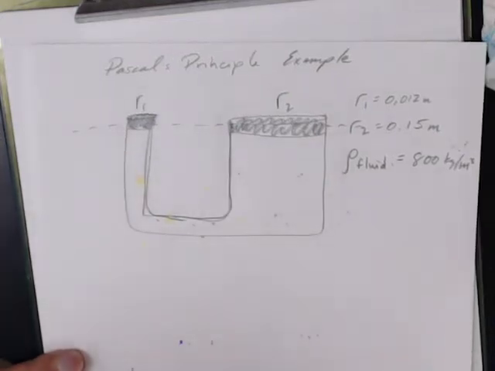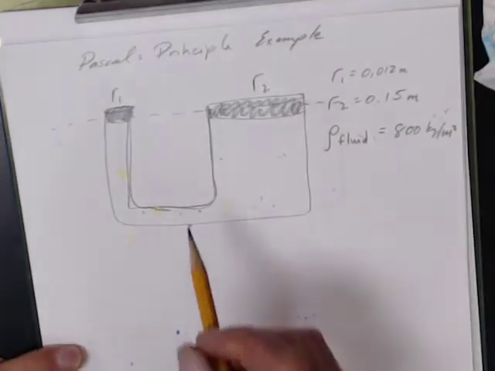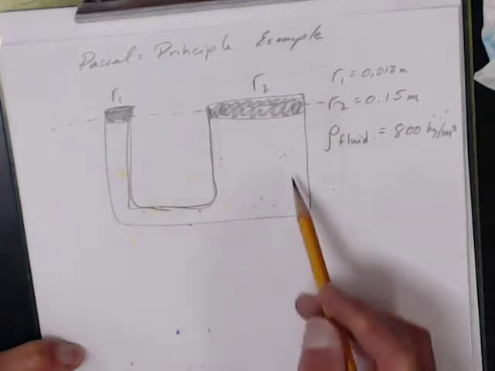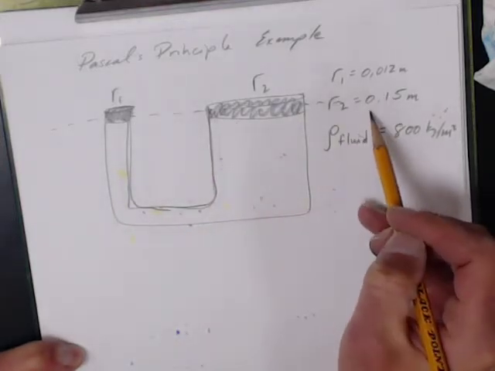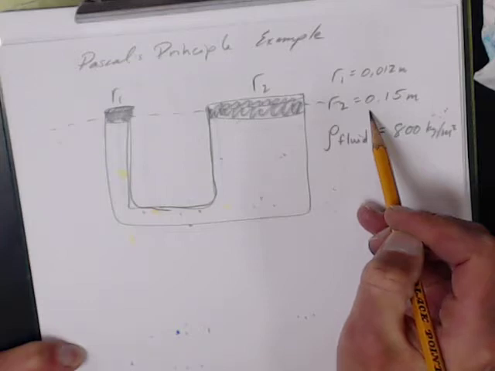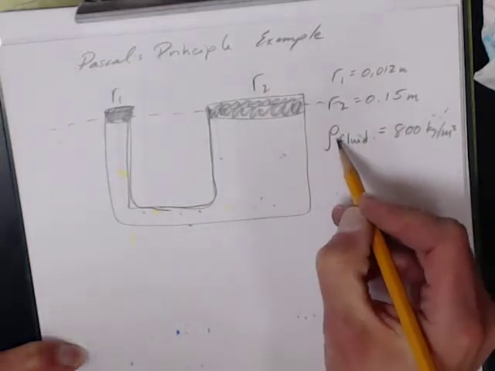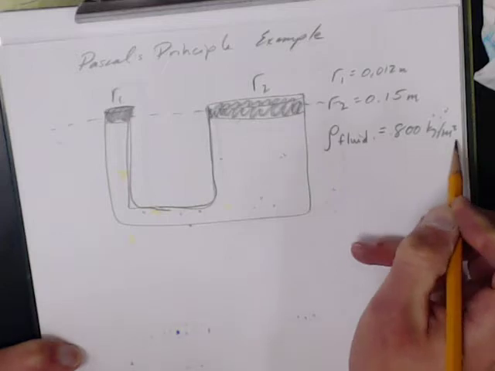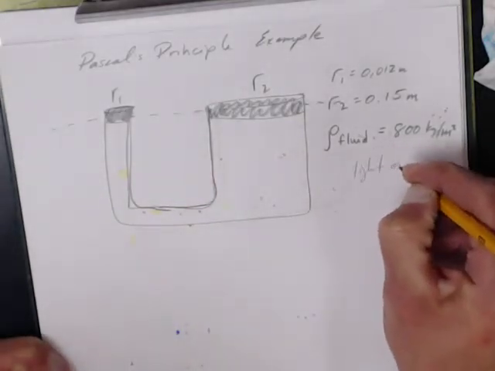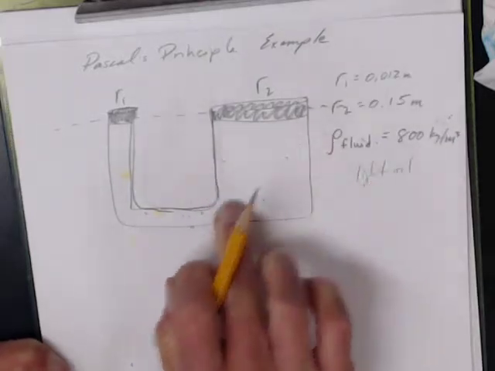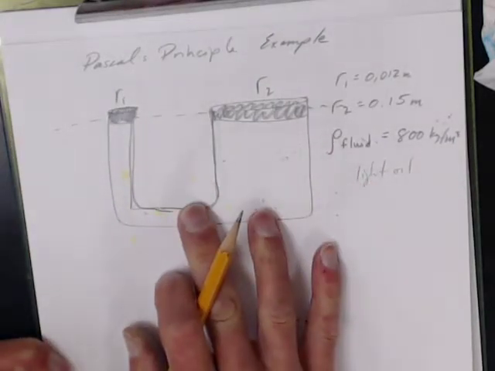Thought I'd work a quick little example for you here. Here's Pascal's principle. We've got our little U-shaped thing here. My R1 is 0.012 meters, R2 is 0.15 meters, and the density of the fluid that I'm working with is 800 kilograms per cubic meter. It's usually like a light oil, that way you don't get rust inside of here. You rarely are going to use water.